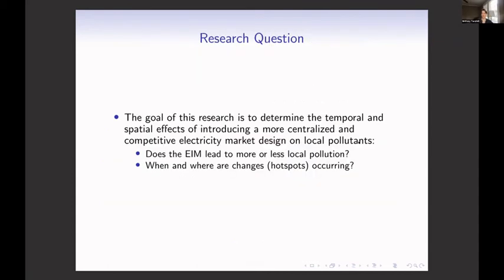So the goal of this research is to determine the temporal and spatial effects of introducing a more centralized and competitive electricity market design on local pollutants. So I have two main questions. Does the EIM, the energy imbalance market, lead to more or less local pollution? And when and where are these changes or hotspots occurring?